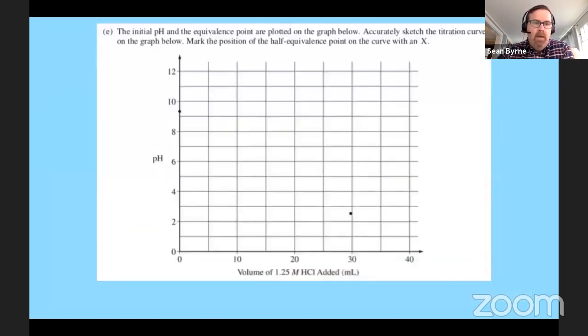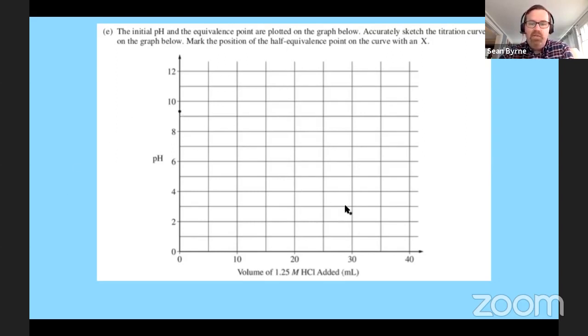Okay. Problem, or letter E, asks us to do some drawing: accurately sketch the titration curve on the graph below, and mark the position of the half equivalence point on the curve with an X. So that's actually a really nice hint for us in terms of how we would solve this problem. And if it were me, I would want to start with that half equivalence point on the curve with an X first, and then sketch the rest of the curve in there, right?